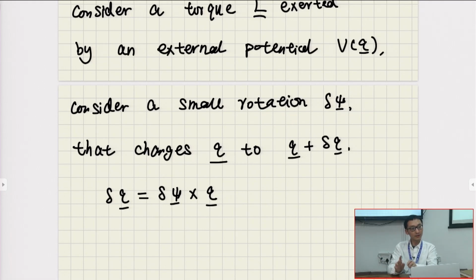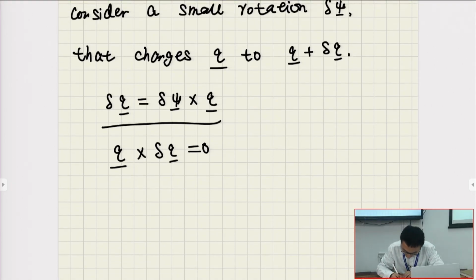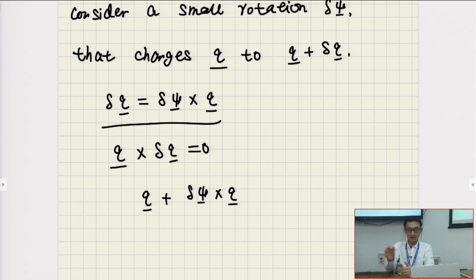The reason is Q is a unit vector. It only represents the orientation. So if you rotate Q, you can't change the length of Q, right? Which means the rotation is normal to Q. So that's what this delta Q is. So if you take a cross product Q with delta Q, that vanishes. So the way to write this instead is Q plus delta psi cross Q, which already embeds the fact that this rotation doesn't change the length of Q. It's only rotating Q. Okay, does that make sense?